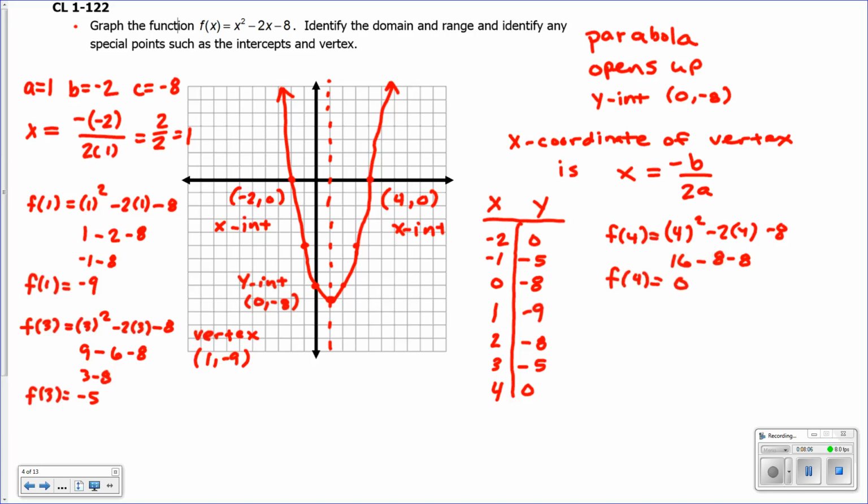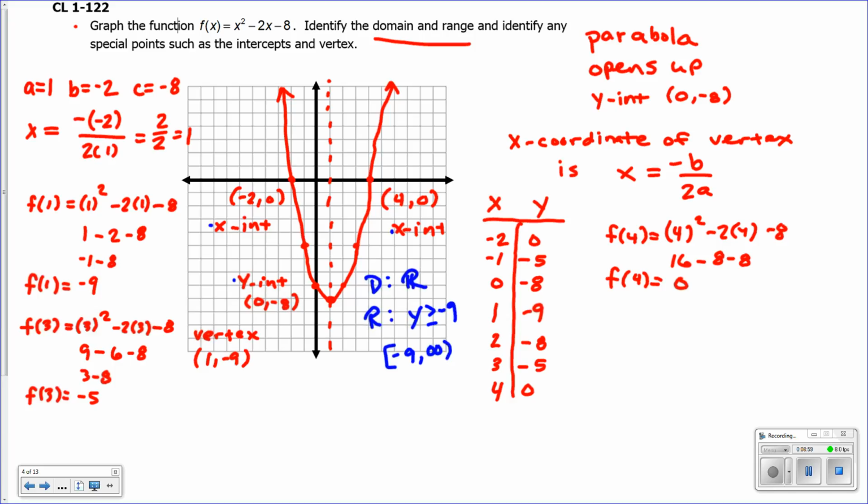And then the other thing it asks us to identify is the domain and range. Our domain, we've got arrows to the left and to the right. So our domain is going to be all real numbers. Our range is going to be from our bottom point up. Our lowest point here is going to be at our vertex, which is our 1, negative 9. So y has got to be greater than or equal to negative 9. Or if you're doing interval notation, that'd be negative 9 comma infinity with a parenthesis on one side and a bracket on the other.